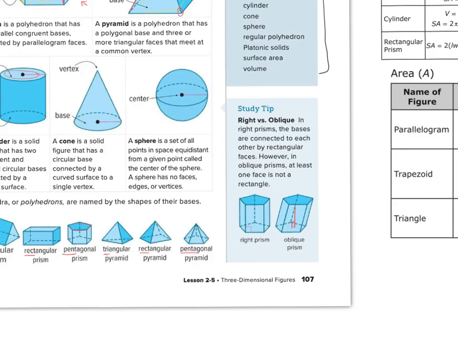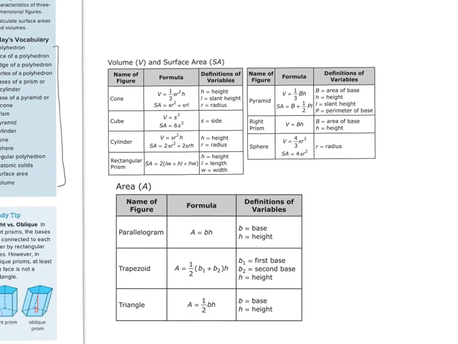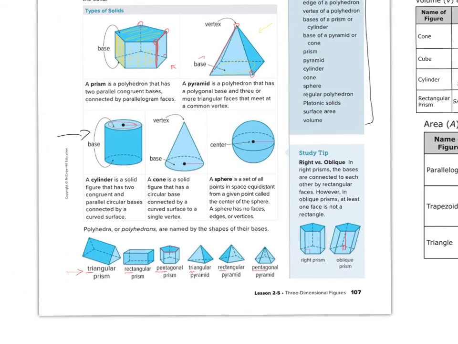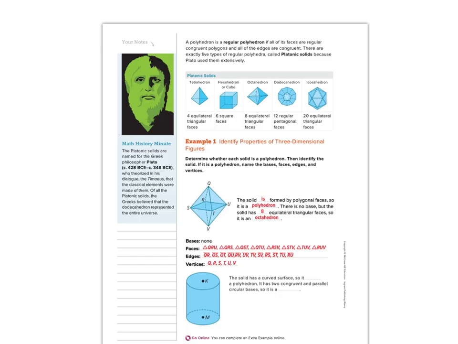Okay, and then here's just a quick snapshot of the formulas, and we'll talk about more of these later on, but we did just talk about this one. These are the formulas provided by the state for our tests. Let's go back and look. A triangular prism, okay, that's what we call it.